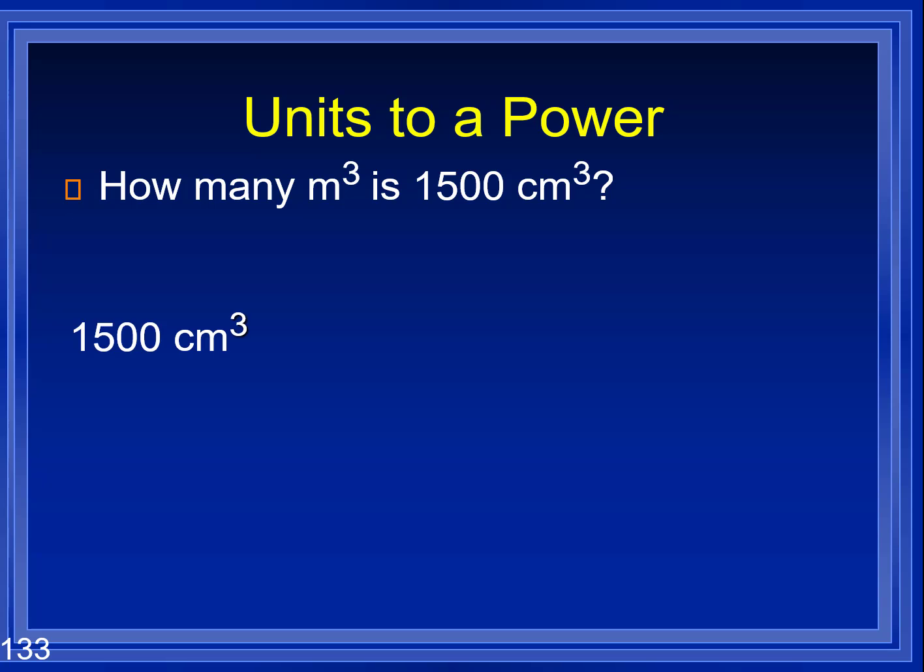So let's set up the problem. We're going to do exactly the same thing, but it's going to cause a little complication. Okay, so 1,500 centimeters cubed. What unit do I want to get rid of? Well, centimeters cubed, right? Where's it got to go? Well, centimeters got to go on the bottom. Meters goes on top.